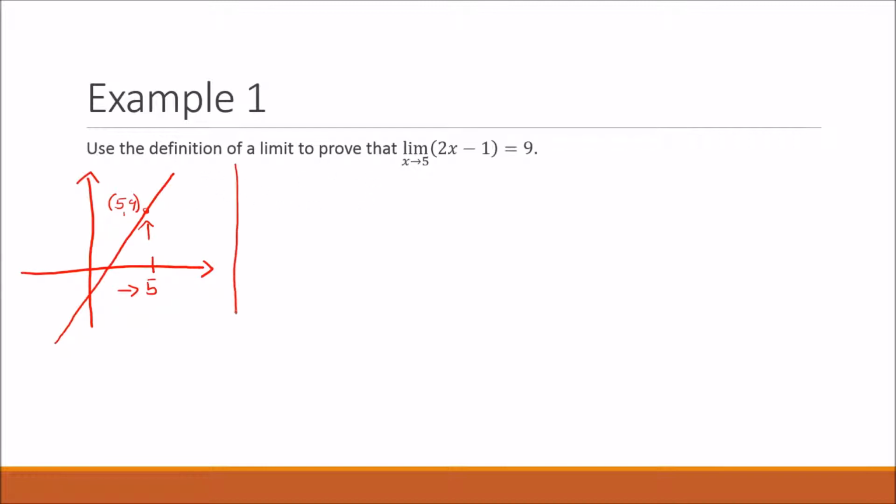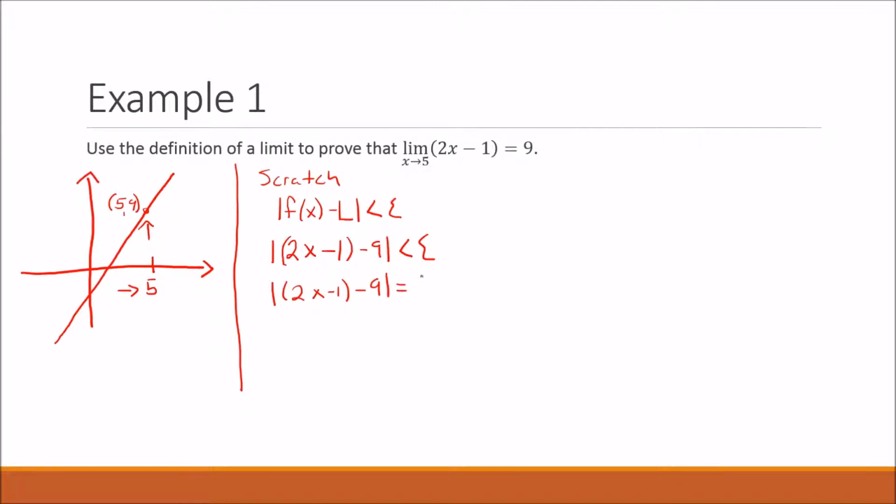Now how we're going to do this is we need to start off with some scratch work. The first thing that we need to find is we know that we eventually want the absolute value of f of x minus L to be less than epsilon. So what that means is that we want the absolute value of 2x minus 1 minus 9 to be less than epsilon. Well, let's just work with this 2x minus 1 minus 9. So if we start off with 2x minus 1 minus 9, this is equal to the absolute value of 2x minus 10, which is equal to the absolute value of 2 times x minus 5. And because of how absolute values work, we're able to factor out a 2. So we have 2 times the absolute value of x minus 5.